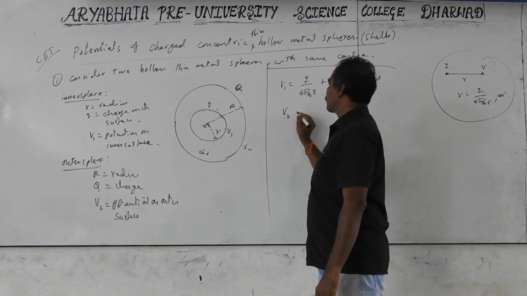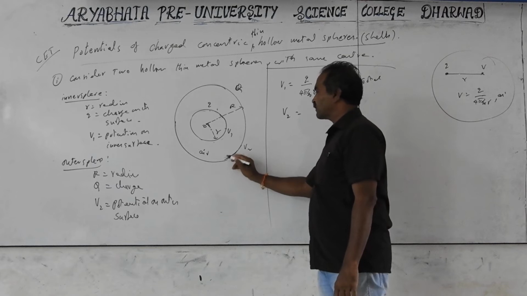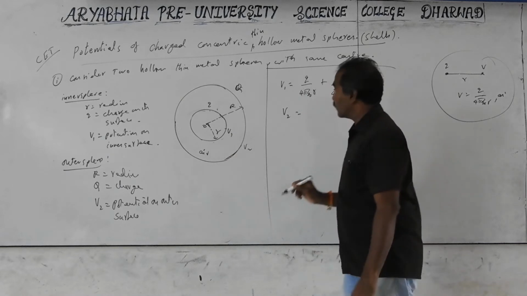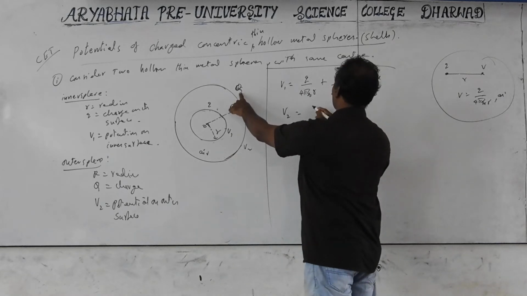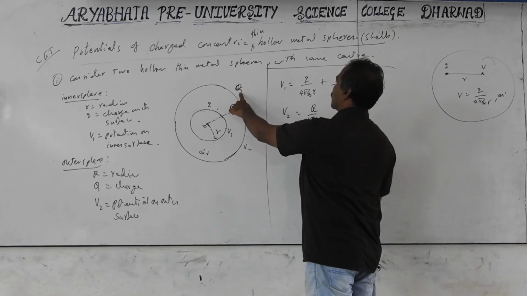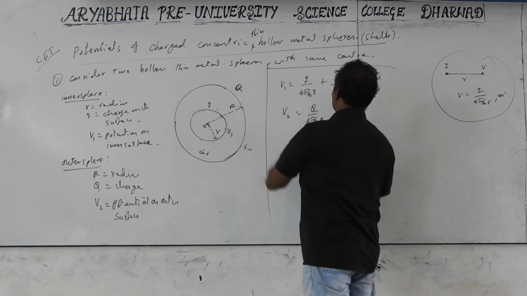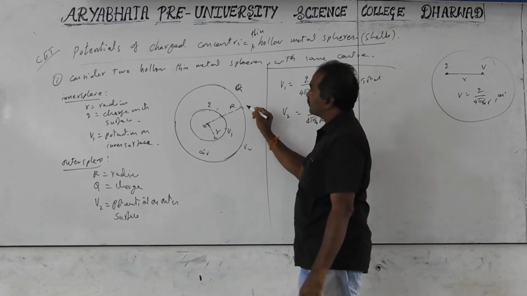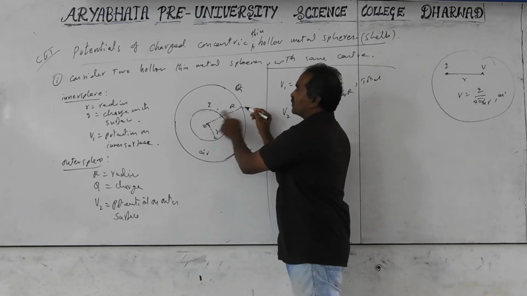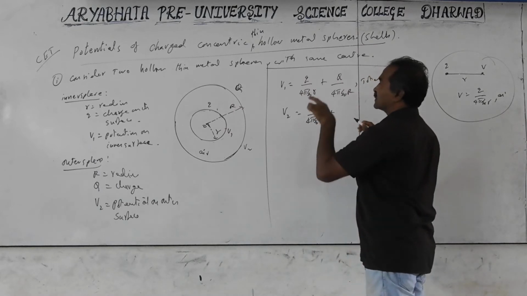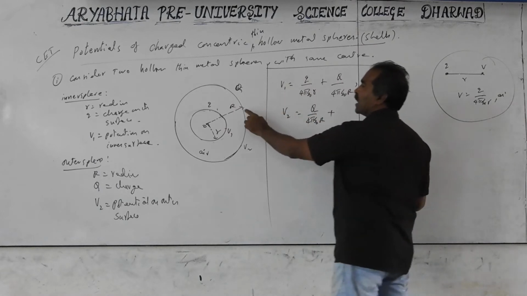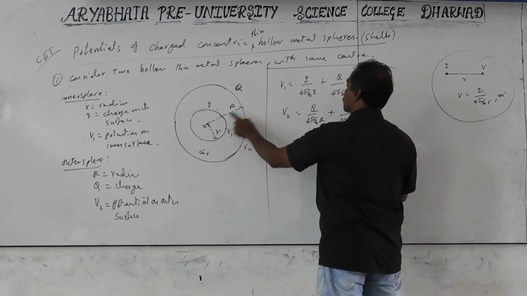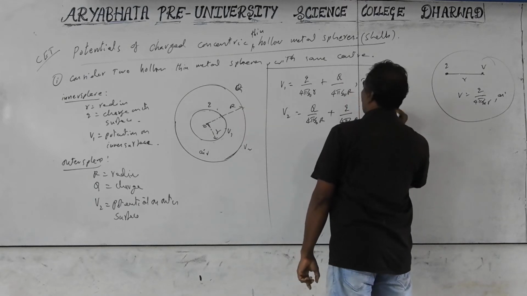And V2 is the potential on the outer surface. Again, the potential on the outer surface is due to capital Q and also due to the inner sphere charge small q. So V2 is equal to Q by 4 pi epsilon naught into R, the same inside and on the outer surface, plus the potential because of the inner sphere charge. This point you have to be careful about: because of the inner sphere charge, the potential near the outer sphere is q by 4 pi epsilon naught into the distance, which is capital R from the center. This is the total on the outer surface.